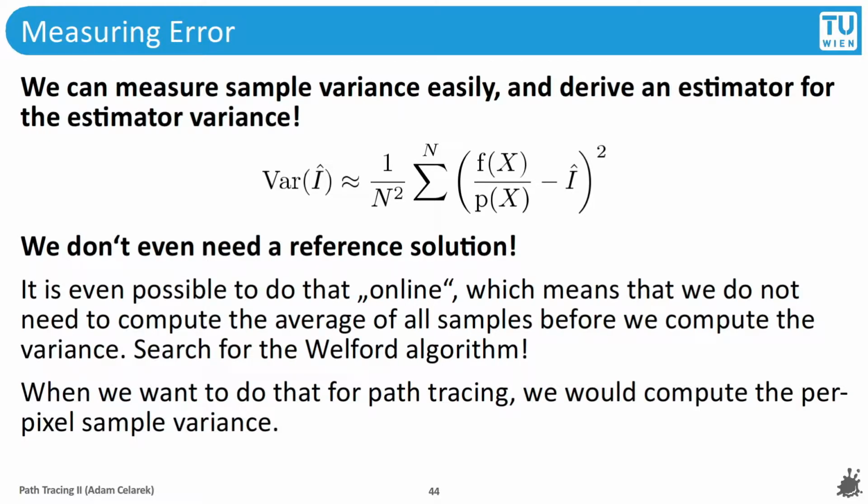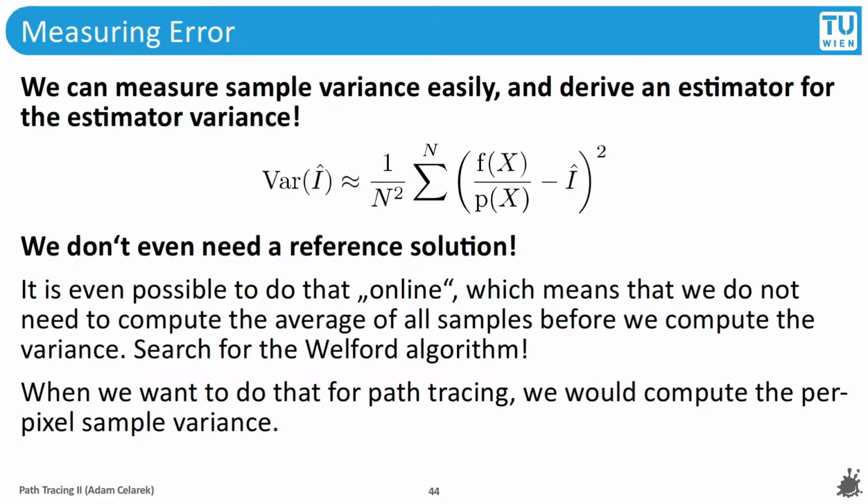We can measure the sample variance. It's simple. You have a bunch of values of samples, these f over p's, and we can compute the variance of it. In order to get an estimate of the estimator variance, we need to divide by n, so division by n squared in total. This process does not even require a reference solution. It is even possible to do that online, which means that we do not need to compute the average of all samples before we compute the variance. Search for the Welford algorithm. When we want to do that for path tracing, we would compute the per pixel variance.